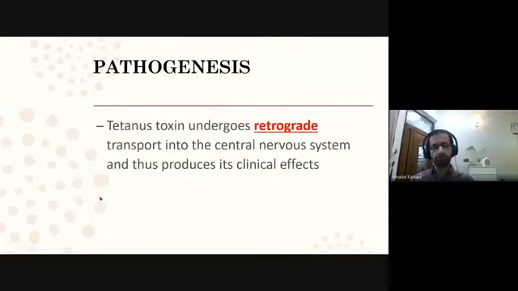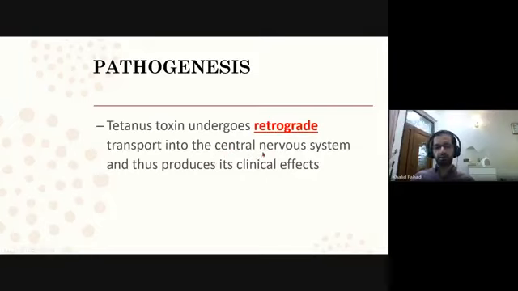What about the pathogenesis? Once the toxin is released into the bloodstream, the tetanus toxin undergoes retrograde transport. What do we mean by retrograde? From the peripheral nerve back to the central nervous system. So it undergoes retrograde transport into the central nervous system.